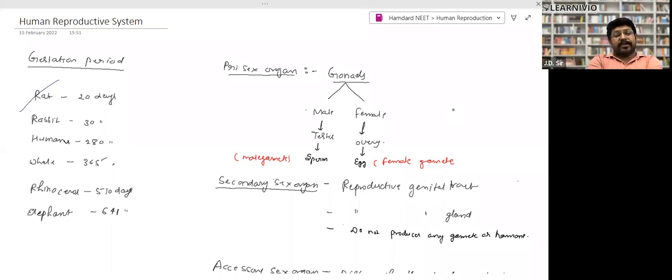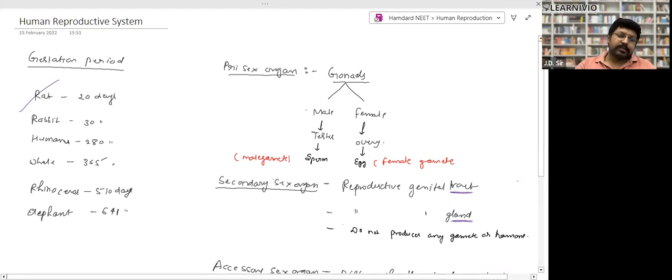What are the secondary sex organs? Secondary sex organs are basically those ducts which help in the transfer of gamete from one place to another. So, the reproductive genital tract, first thing, and reproductive or genital glands. Glands produce hormones, and the tract transfers the gamete. They are the secondary sex organs. They do not produce any kind of gamete or hormone, right? So these glands and these tracts are called secondary sex organs.